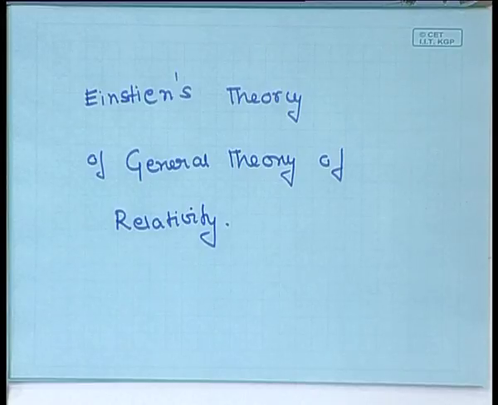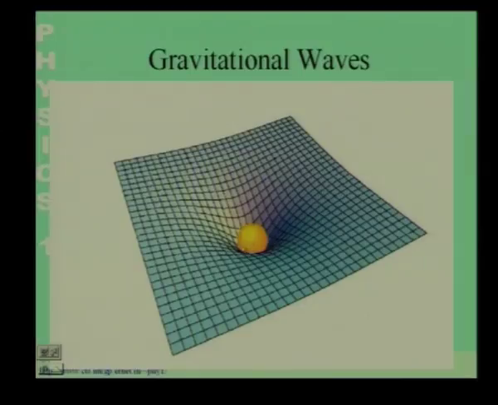In Einstein's theory of general relativity, gravity manifests itself. Gravity is a manifestation of the curvature of space time. In Einstein's theory of general relativity, massive objects produce a curvature in space time, and gravity, what we call gravity, is a manifestation of this curvature of space time.